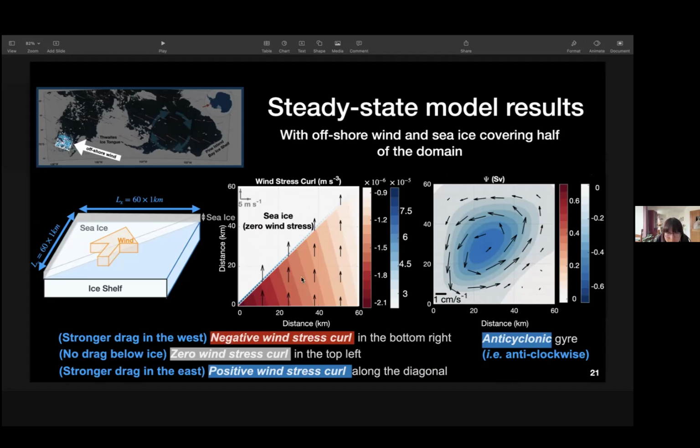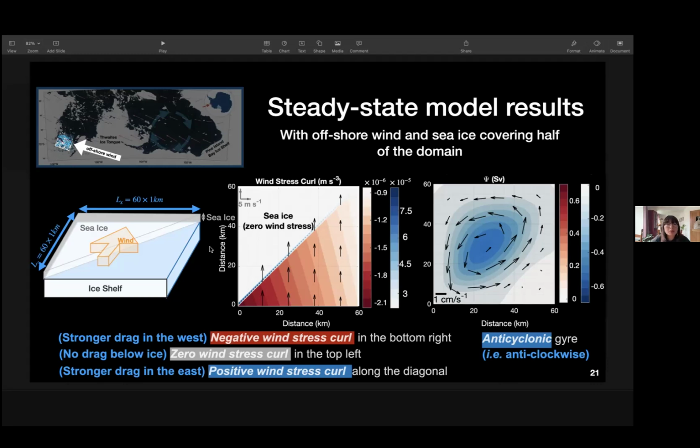That is because when we have the wind here and then no wind here, what would happen is that there's going to form this sort of rotation along the diagonal. And then this anti-cyclonic forcing along the diagonal is strong enough to force an anti-cyclonic gyre. And that's exactly what we observed for the gyre near Thwaites Ice Shelf.